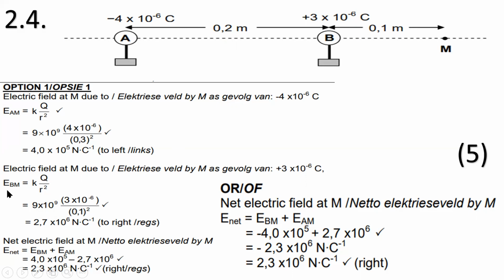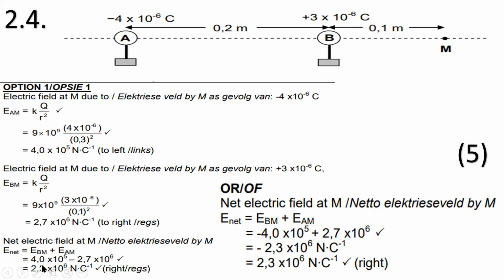And next one, the electric field of B at M: K times Q over R squared, so 9 times 10 to the power of 9, 3 times 10 to the power of -6, and 0.1, because the distance between B and point M is 0.1. You are just calculating that, and then you are getting 2.7 times 10 to the power of 6 N C to the power of -1, this is the unit of electric field, to the right. As you see, to the left, to the right.